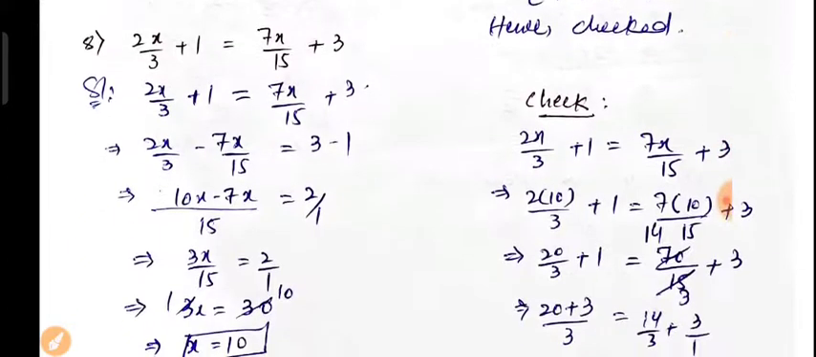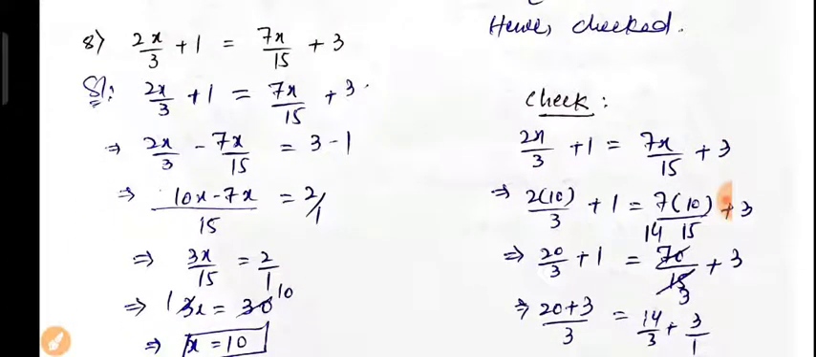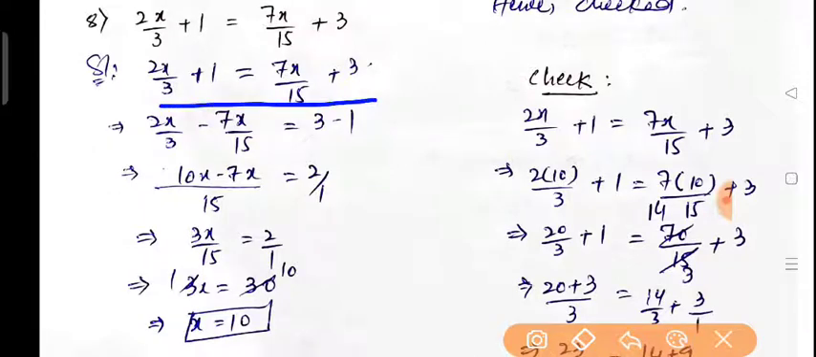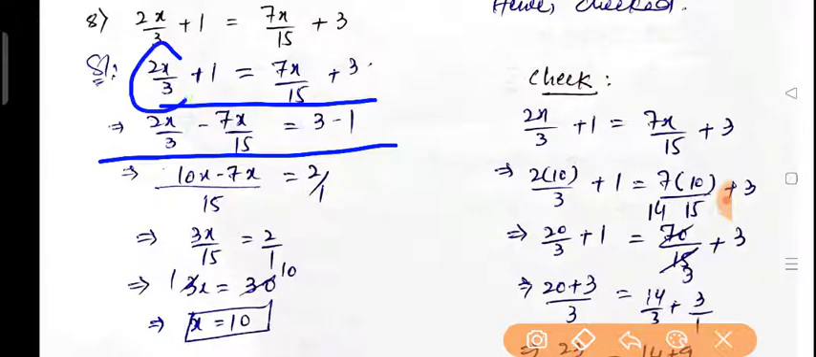Moving on, question number 8. We have the question, 2x by 3 plus 1 is equal to 7x by 15 plus 3. In the solution we copy our question, that is 2x by 3 plus 1 is equal to 7x by 15 plus 3. Then we do the method of transposition. We shift the term 7x by 15 to the left hand side with change in its sign, so we arrive at minus 7x by 15.